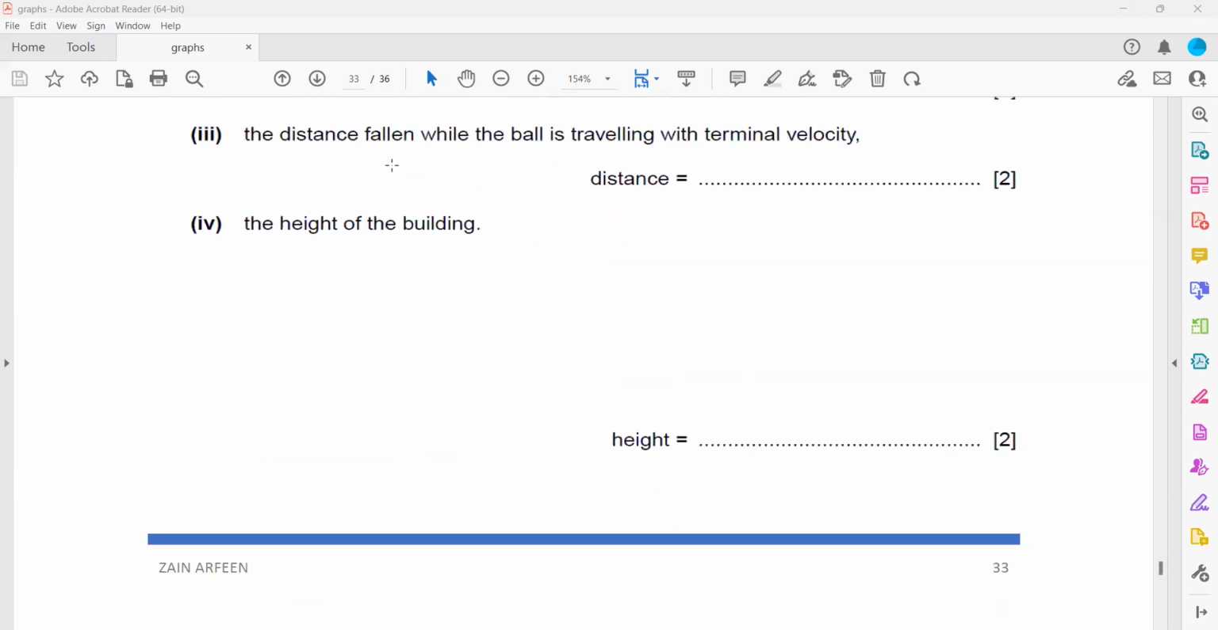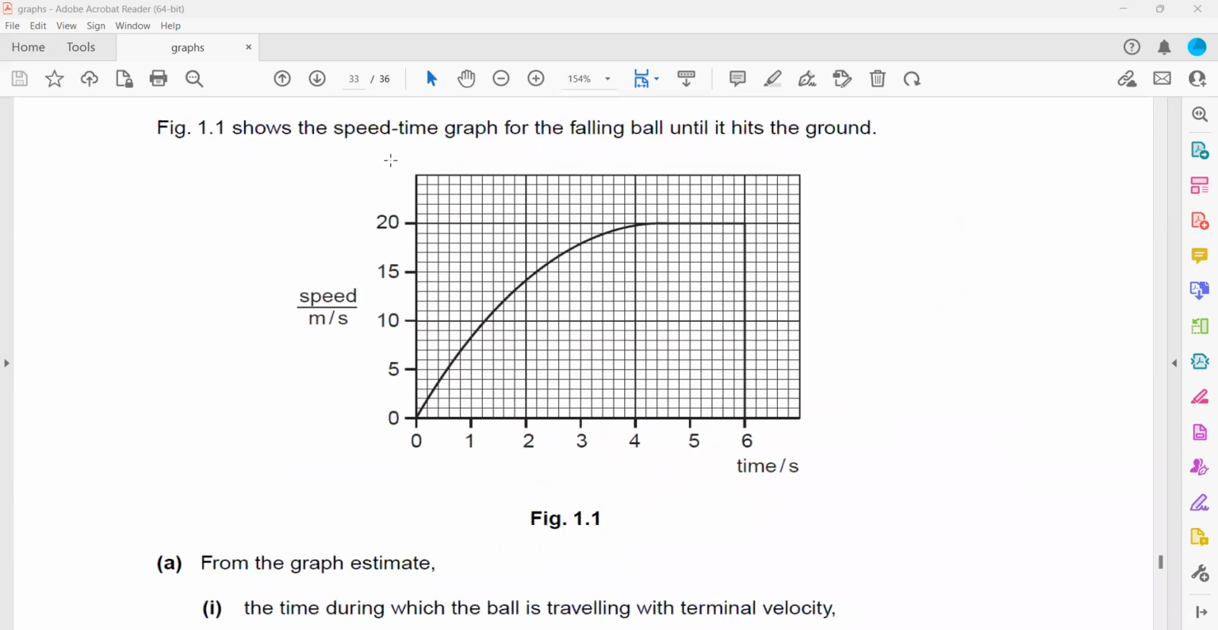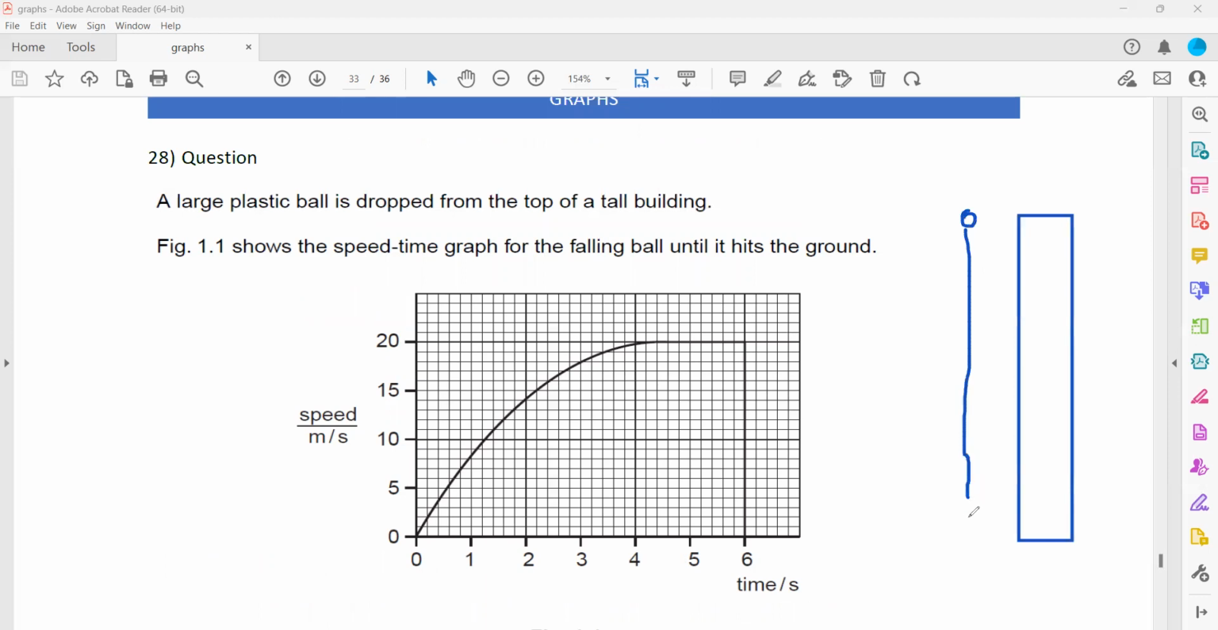The height of the building. To work out the height of the building, you have to find the area of this whole figure, because the height of the building is the total distance. If there's a tall building and a plastic ball is dropped, the distance traveled by the plastic ball is equal to the height of the building. So we have to find the whole area under this graph.